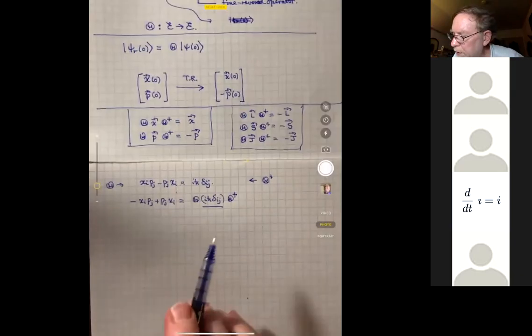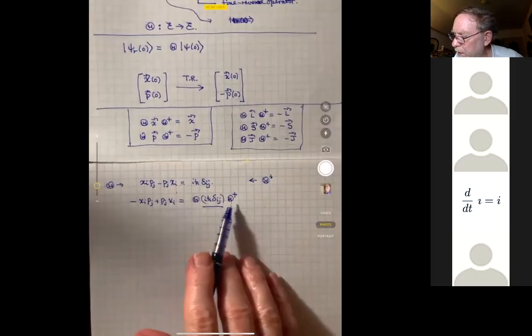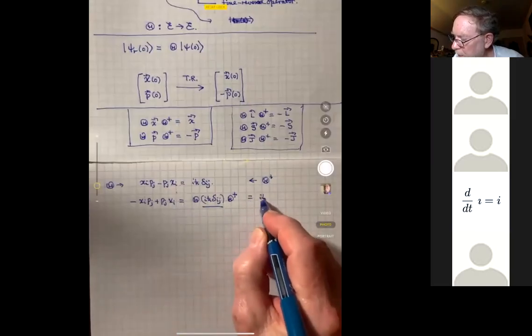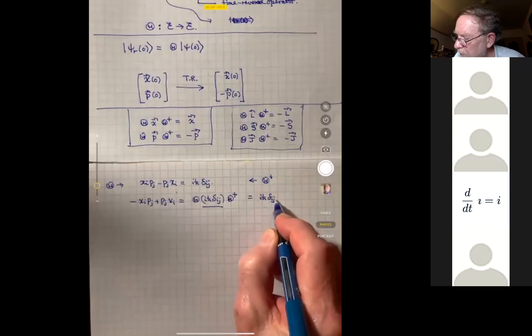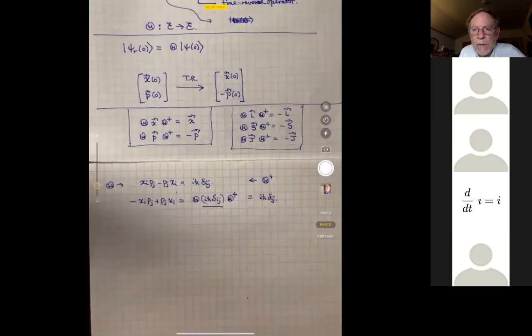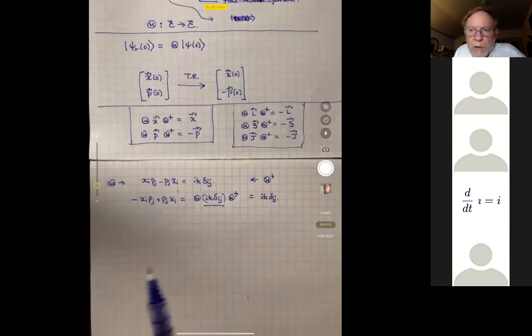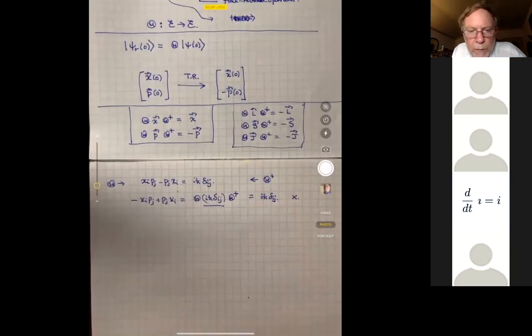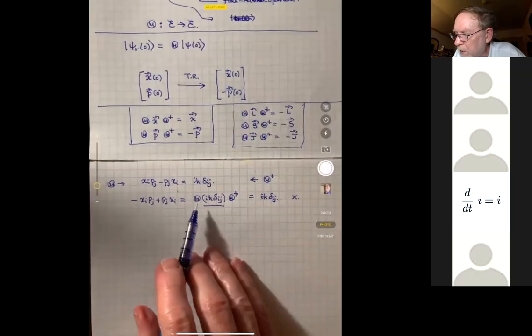And if theta were a unitary operator, you could just remove it. You get theta theta dagger, which is 1. And the right-hand side then would become i h bar delta_ij. And so you'd find the right-hand side did not change sign, but the left-hand side does. And that's a contradiction, of course. So this can't work.